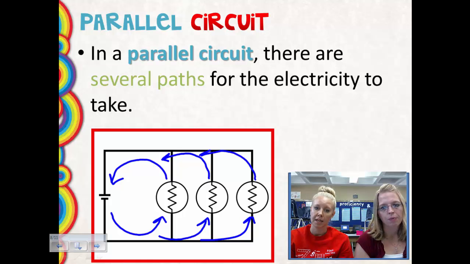And the great thing about a parallel circuit is if that first resistor is out, so something's wrong with it, the electrons still have other pathways to get to the second and third resistor, so those will stay on even though the first one isn't working. And if the third one's broken, then all the electrons are going to take this middle path.